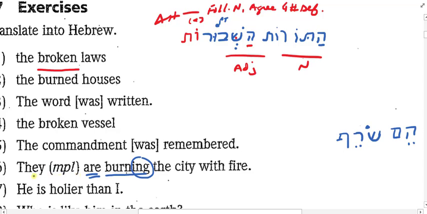But notice this is masculine plural, they. So what do I have to add to soref to make it masculine plural to match the subject pronoun? Got to add -im. So that means I have a final peh here that is no longer going to be final. So I'm going to have to write this as a non-final peh. So sorfim, going to add that.